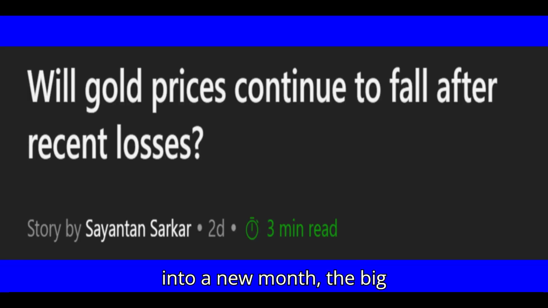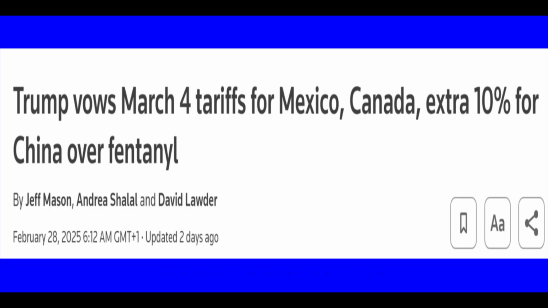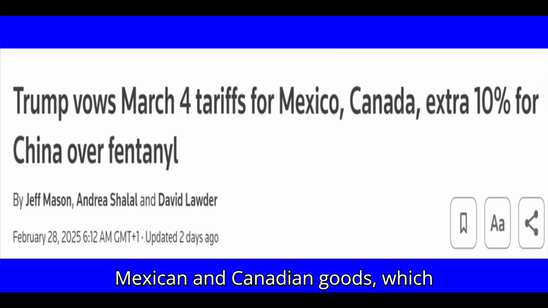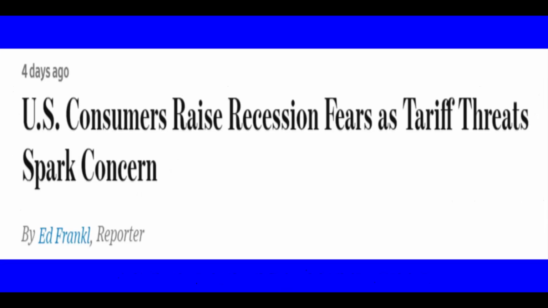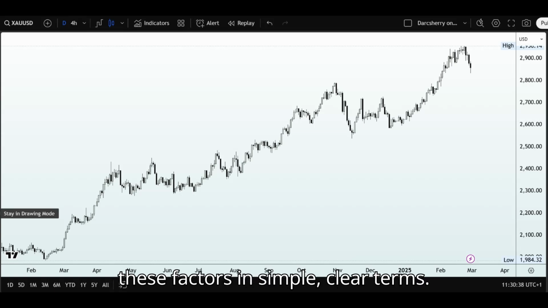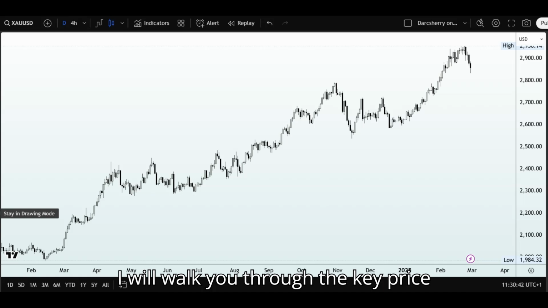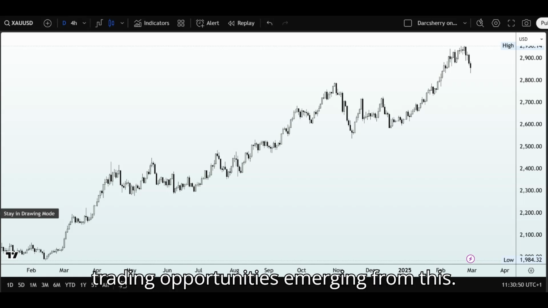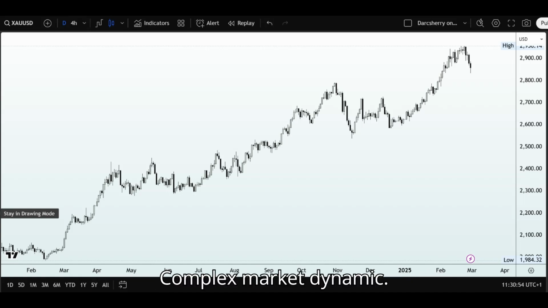Now, as we step into a new month, the big question on everyone's mind is: will gold prices continue to fall after the recent losses, or could the looming 25% tariff on Mexican and Canadian goods, which definitely is taking effect next week, coupled with recession woes, trigger a flight to safety, thereby boosting gold prices? Well, in today's session, we will be technically breaking down these factors in simple, clear terms. I will walk you through the key price levels to look out for next week, the prevailing trend, and the potential trading opportunities emerging from this complex market dynamic.